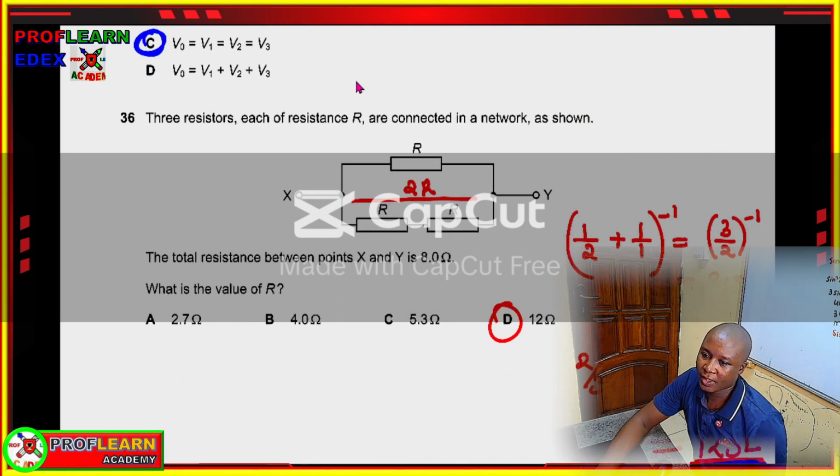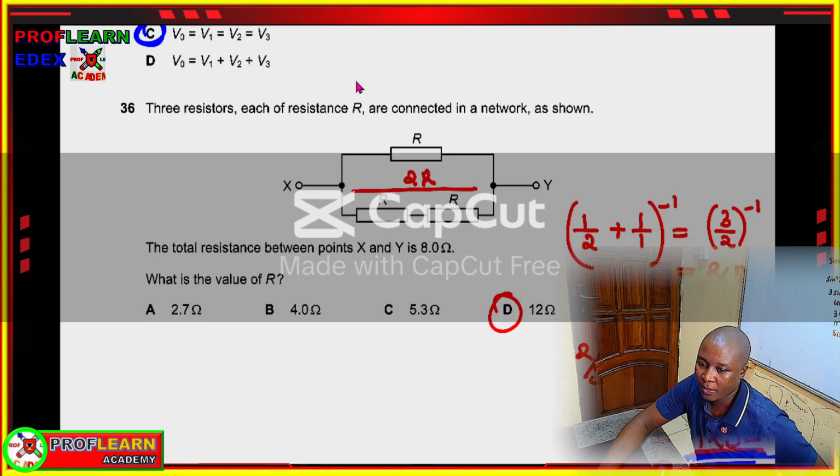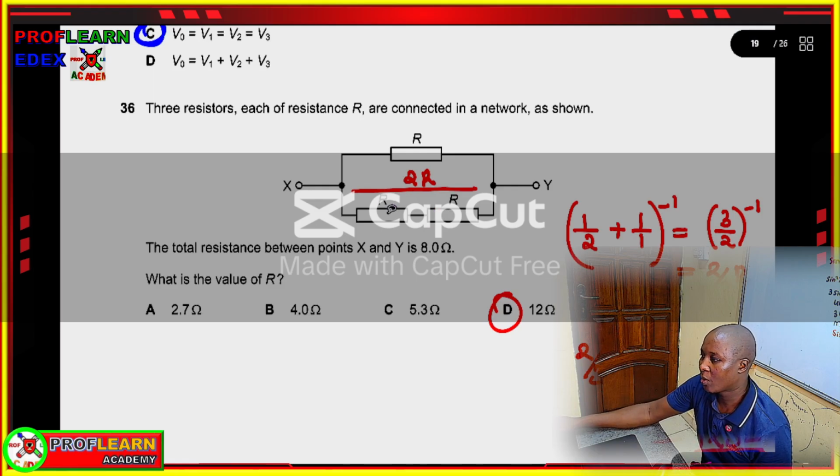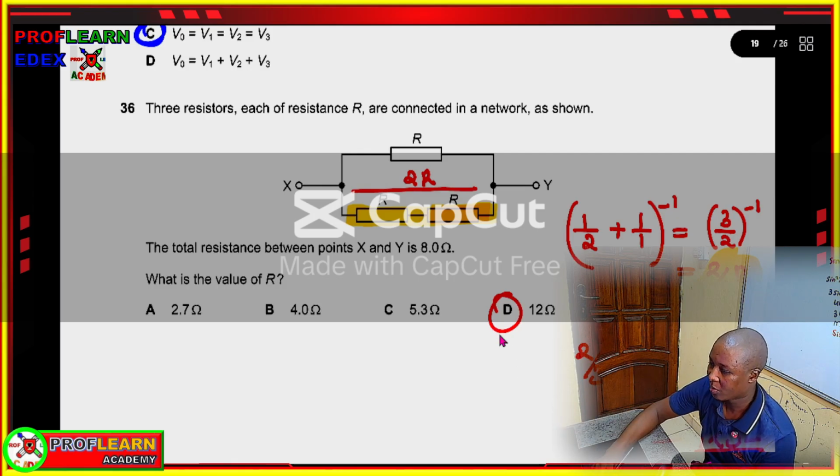Three resistors, each of resistance R, are connected in a network shown there. The total resistance between X and Y is going to be, so first we are going to combine this resistor and this one, so that's going to give us 2R. Then we are going to consider now 2R and this are going to be what? Parallel. So we shall say (1/2 plus 1/1) raised to power -1, and the total resistance in that case is going to reduce to 2/3.